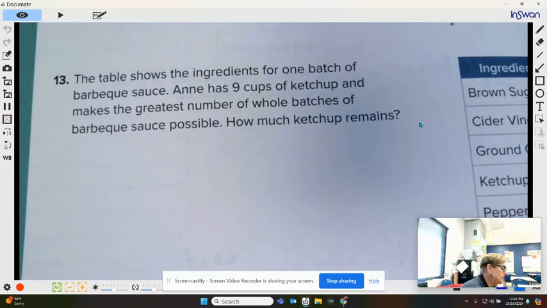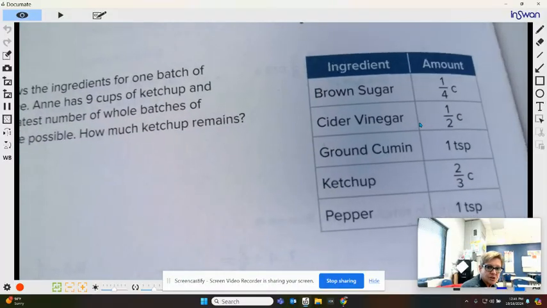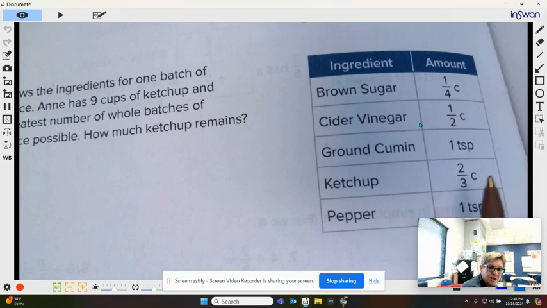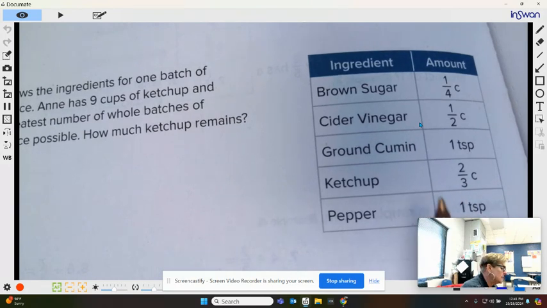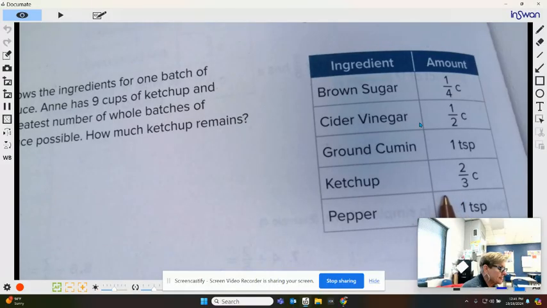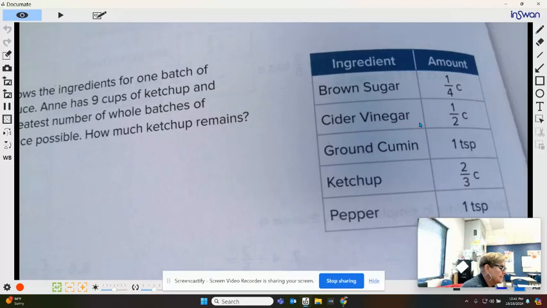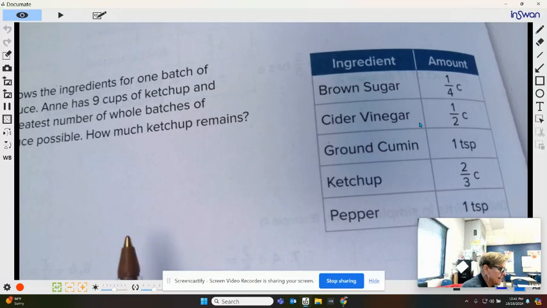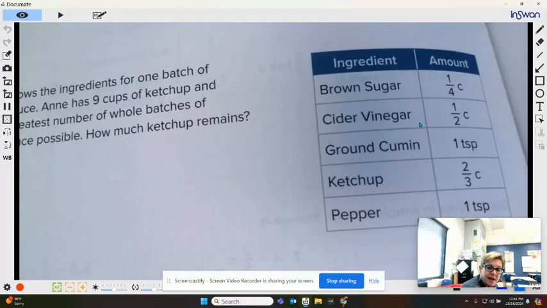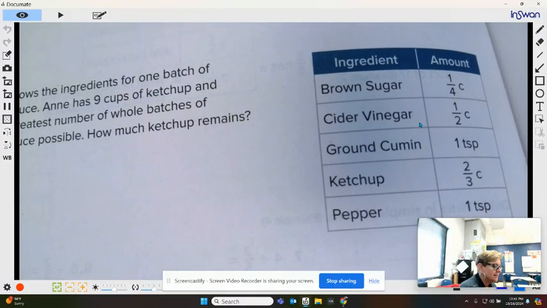Where I have the ingredients for the batch of barbecue sauce. Here's all your ingredients. It says you have 9 cups of ketchup. You need 2/3 of a cup. So I'm going to take my 9, divide it by the 2/3, and then whatever answer I get as a mixed number, that mixed number, the leftover tiny portion, is going to be multiplied by how much you need and that tells you how much of a cup that is. So that's how you do it.